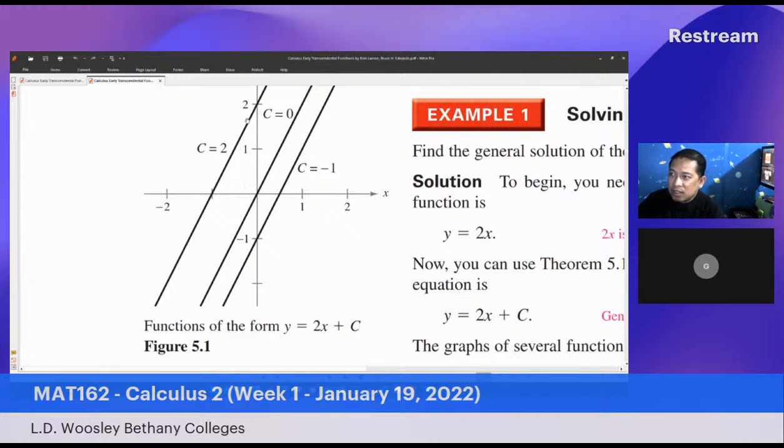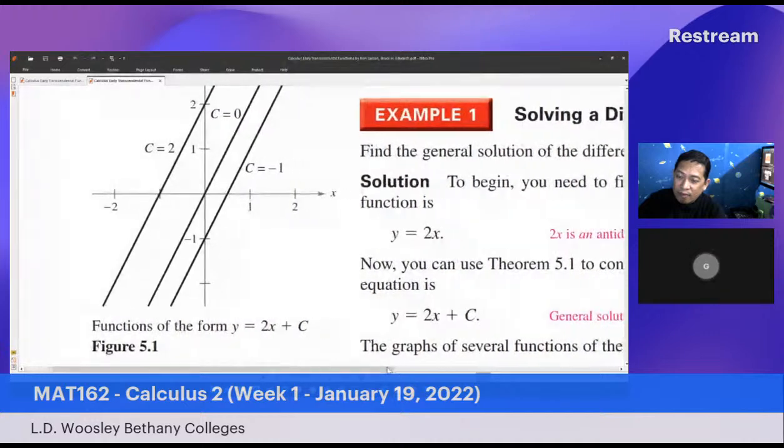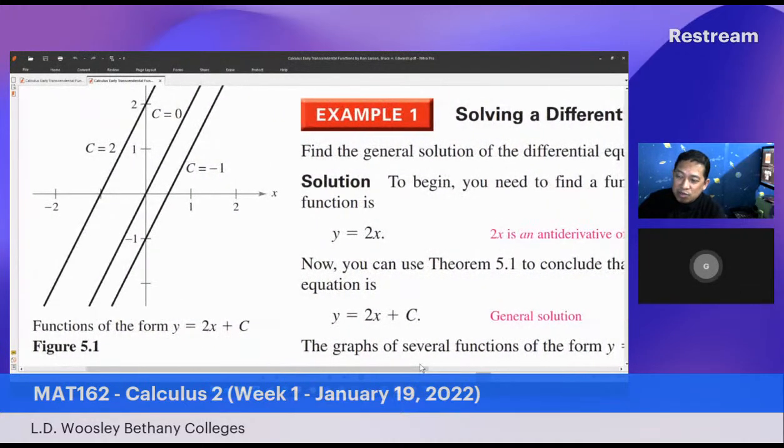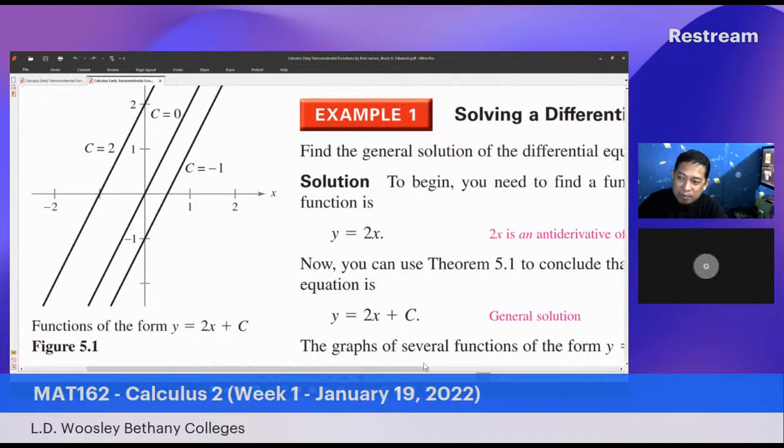Katulad yan, at c is equal to 2, it will intersect y at 2. Kapag ang c mo 0, it is on the origin. Pag negative 1, it's on negative 1, y is equal to negative 1. So that's in the form y is equal to mx plus b. Naalala mo pa yon sa analytic, Gillian? Slope po. So we could have a general solution by putting plus c.